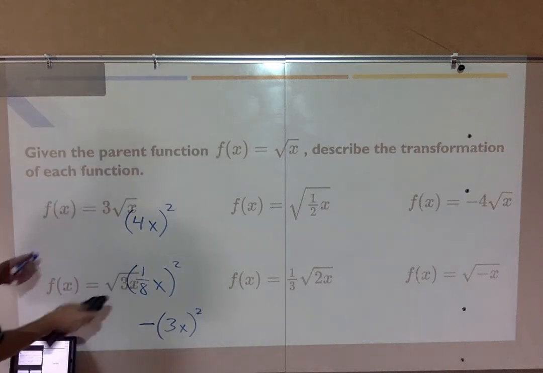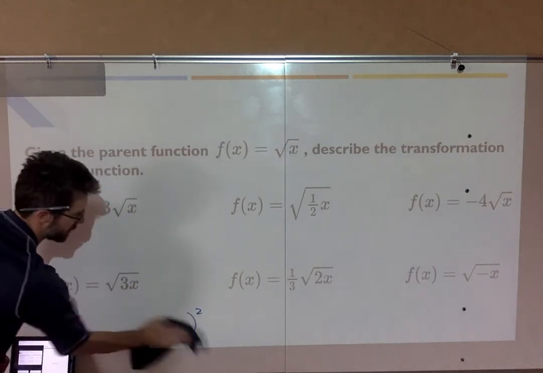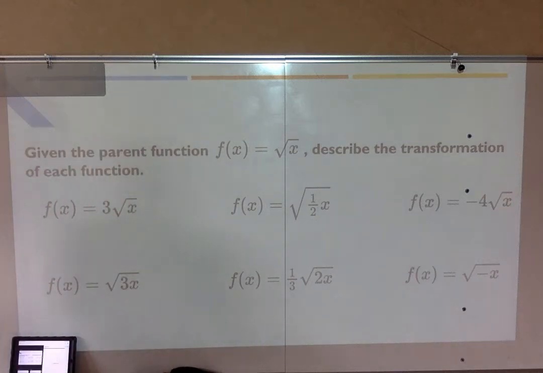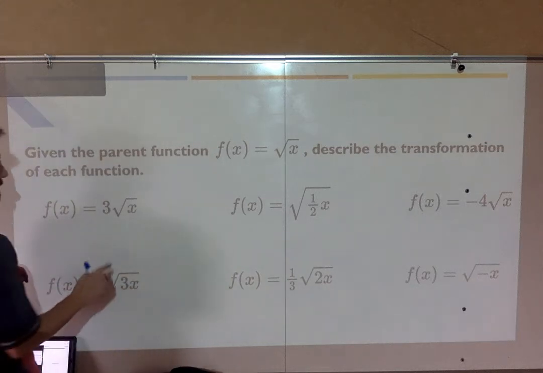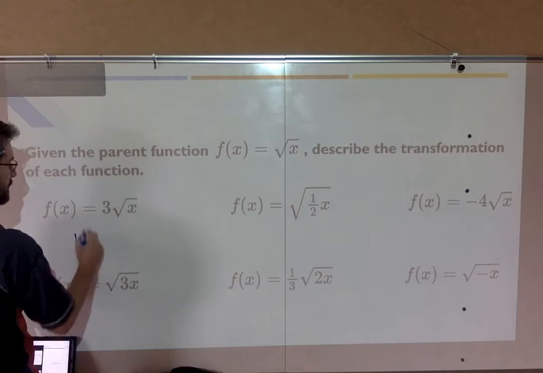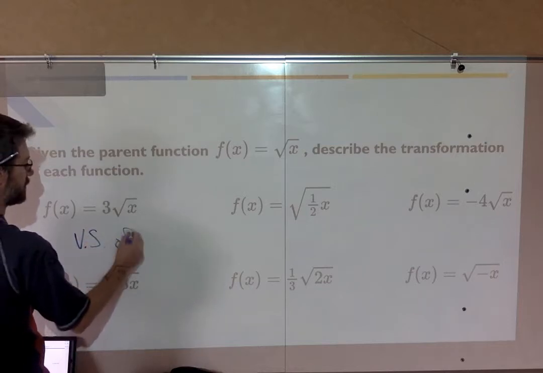All right, a few more slides. Describing the transformation with a square root instead. So now we're starting to mix and match horizontal and vertical. So square root of x going to 3 times the square root of x. That's going to be a vertical stretch of 3.